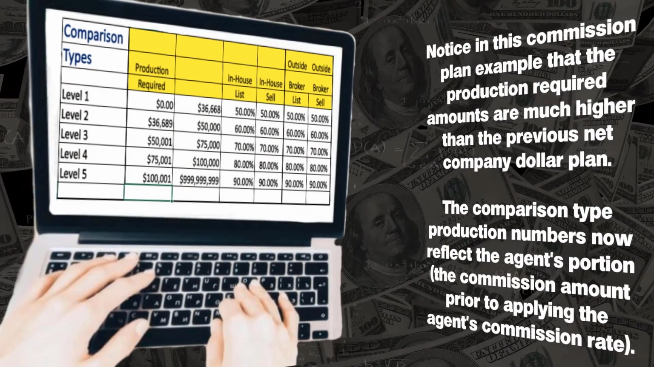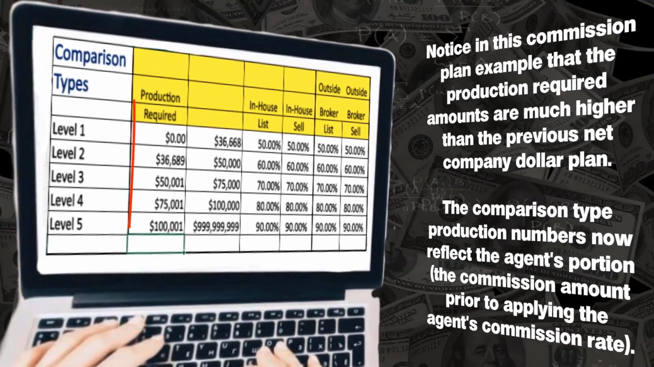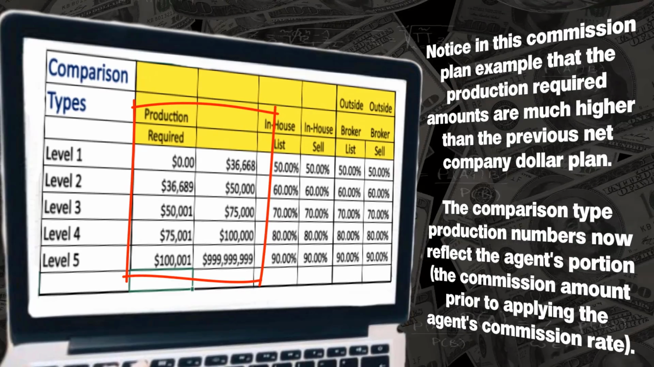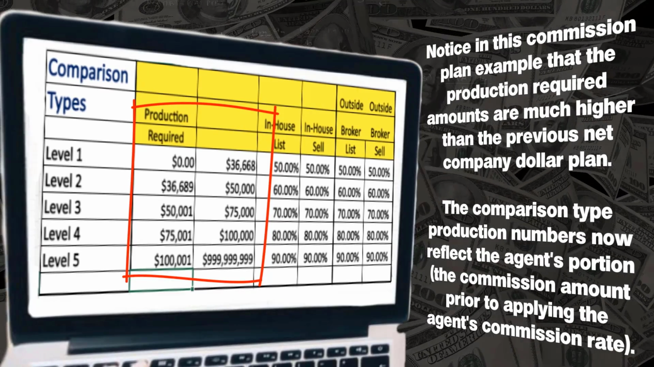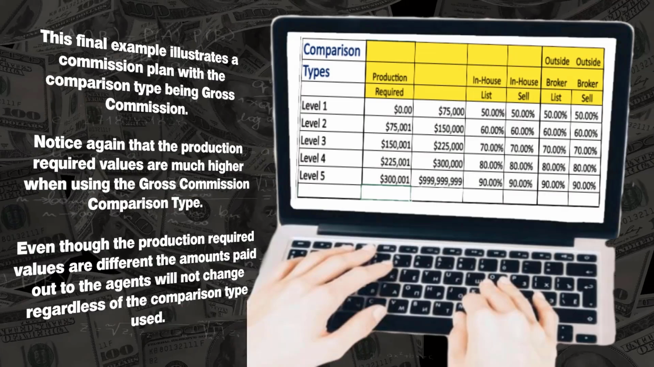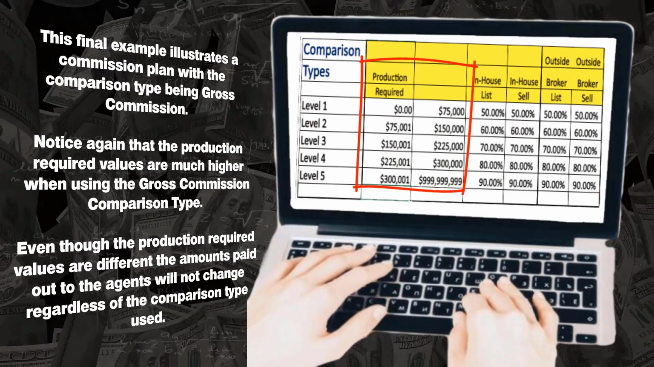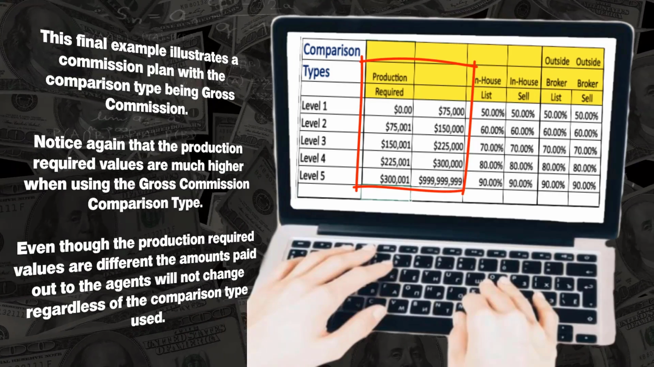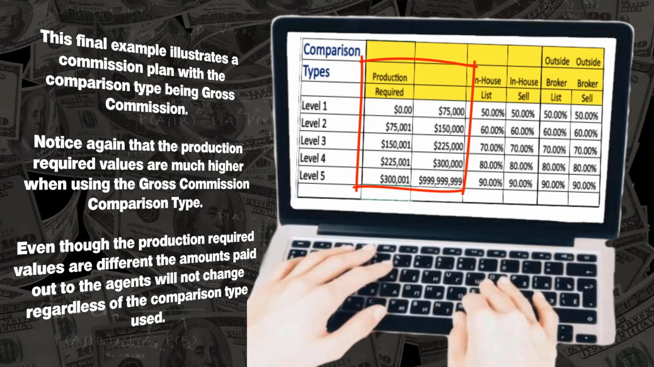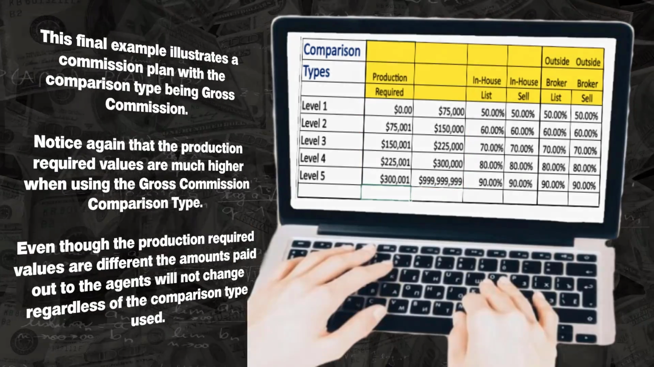Notice that in this commission plan example, the required production amounts are much higher than the previous net company dollar plan. The comparison type production numbers now reflect the agent's portion. That's the commission amount prior to applying the agent's commission rate. This final example illustrates a commission plan with the comparison type being gross commission. Notice again that the production required values are much higher using gross commission comparison types. Even though the production required values are different, the amounts paid to the agents will not change regardless of the comparison type used.